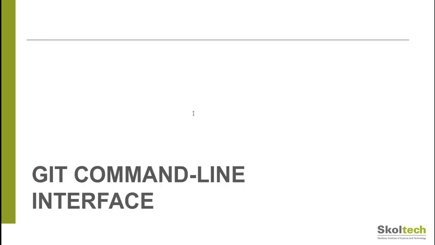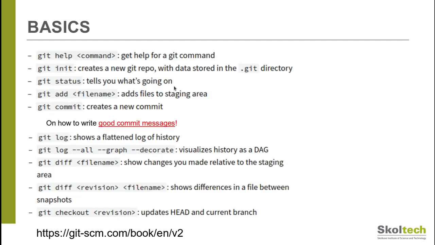Let's move on and talk briefly about git command line commands. The basics. First of all, use git help to understand what a command does. Use git init to create a new git repository with data stored in the .git directory. Git status. This command tells you what's going on with your current state. Git add adds files to the staging area. Git commit creates a new commit.